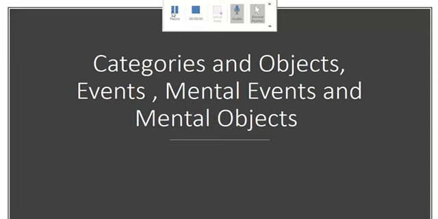This session is to describe another technique of knowledge representation in AI, that is ontological engineering and categories and objects, mental events and mental objects.